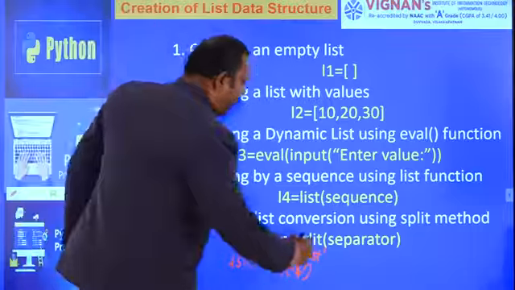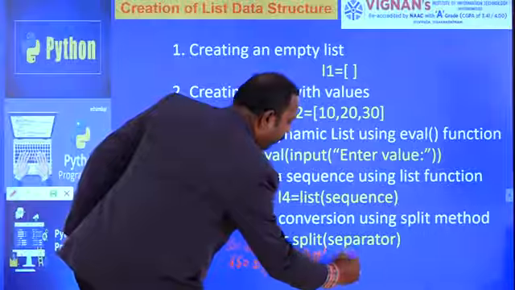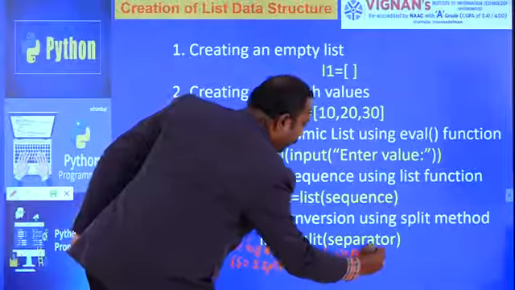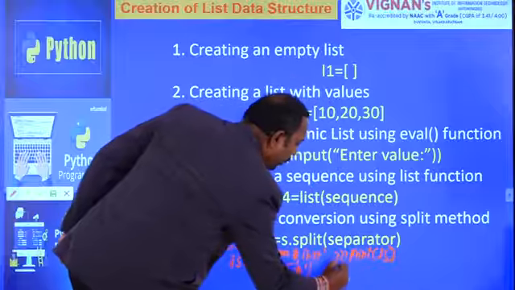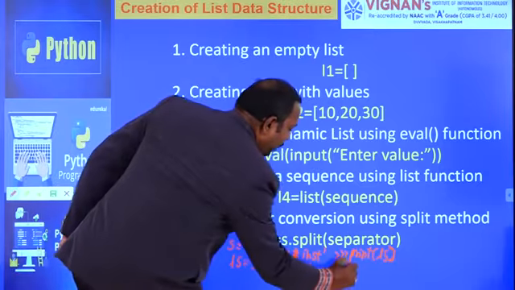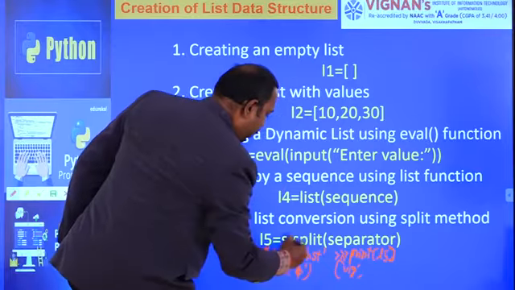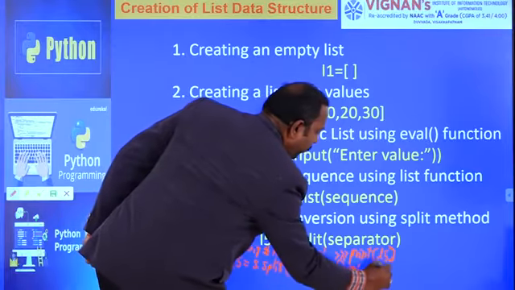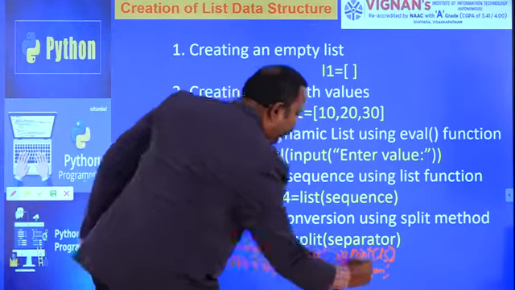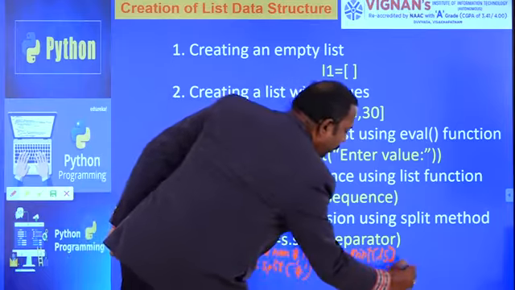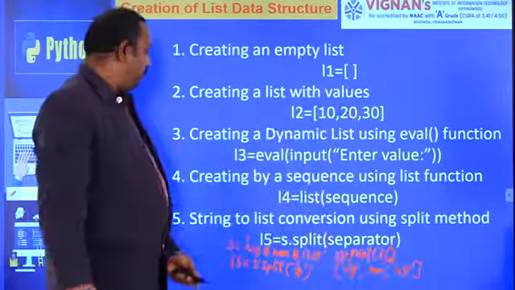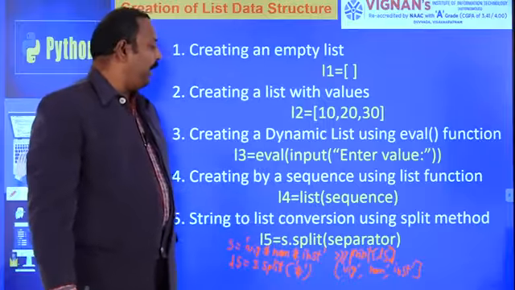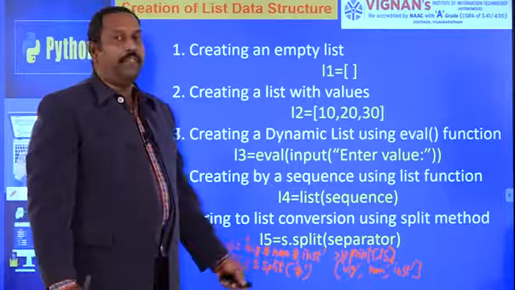So suppose I will print L5. What is the output you will get? First one is VIG, comma, second one is NAN, comma, and third one is INST. This is the list you will get as output. So using a separator also we can convert into a list. This is the fifth method.